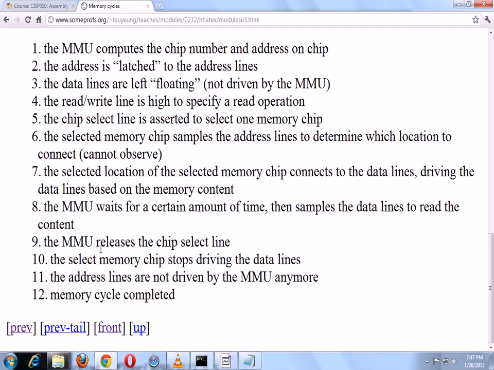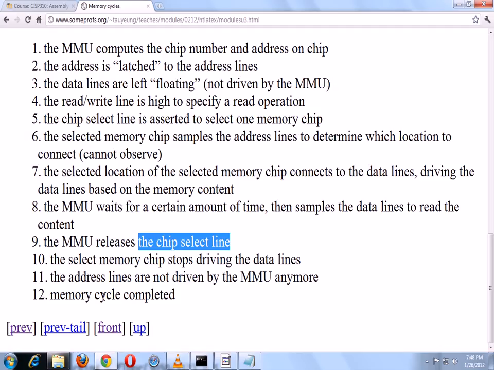And then at that point, the MMU can stop, can release the chip select line, which basically tells the memory chip, okay, you're done. There's nothing to do. Stop driving the data line. The selected memory chip will then stop driving the data line. The address line will stop. The MMU will stop driving the address lines, and the memory cycle is done. It's ready for the next cycle.